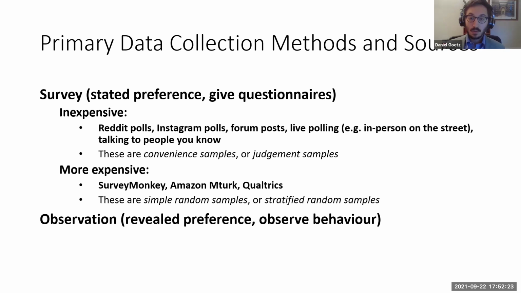You can also collect revealed preference data by observation, right? Unless you have a lab where you can see what people do after you give them different stimuli, for observation and revealed preference, you need to be buying that from a secondary source, like the aforementioned cell phone tracking companies, okay?